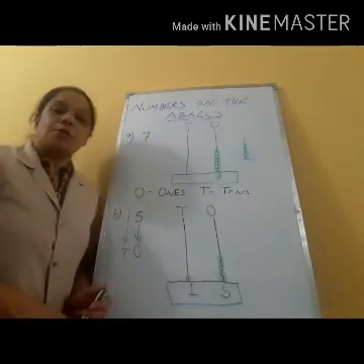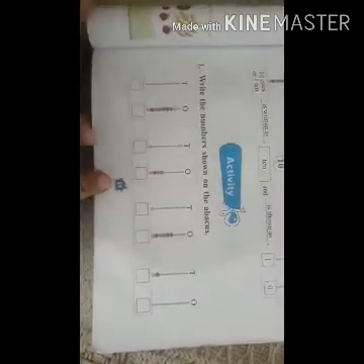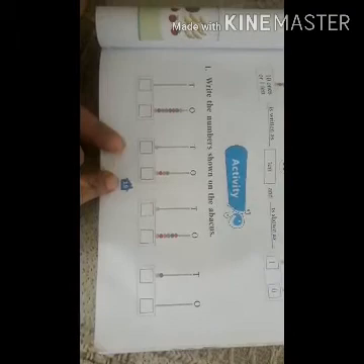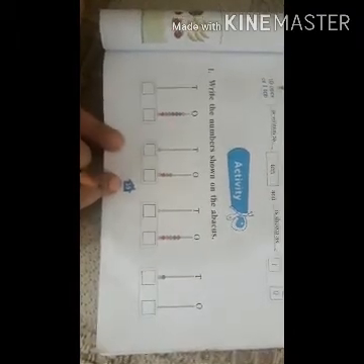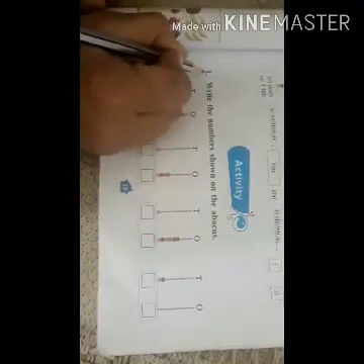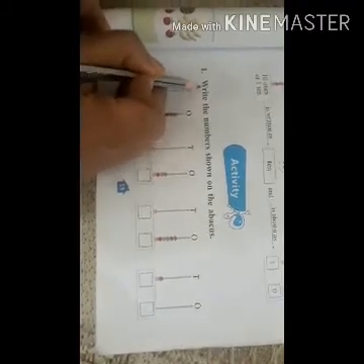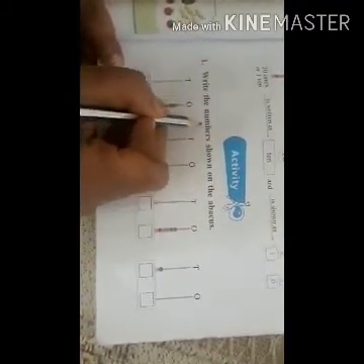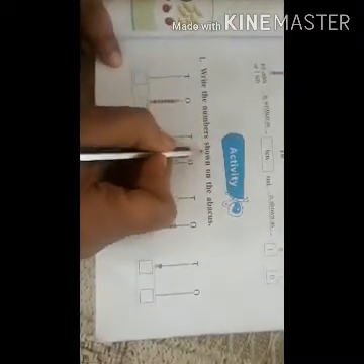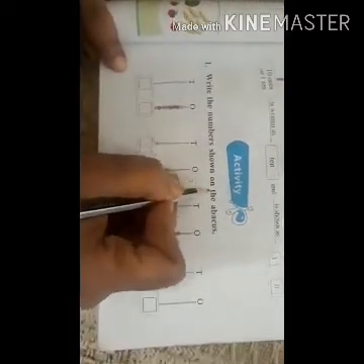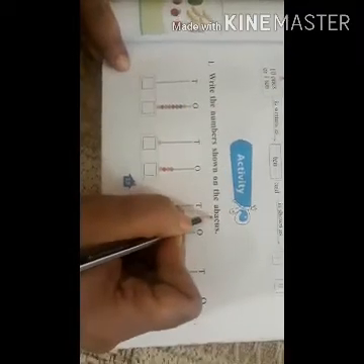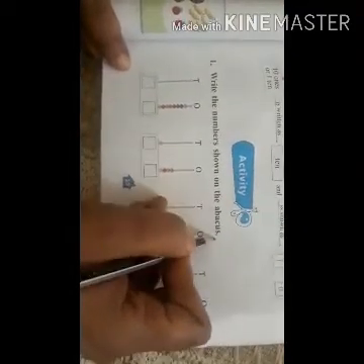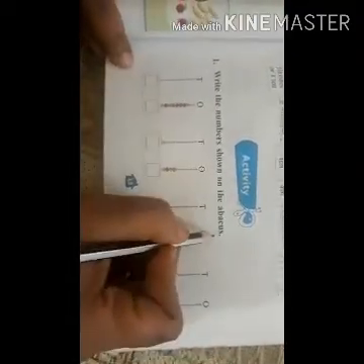Let's see in the book. This is your book, page number 19. Here is the question based on abacus. Question number 1. Write the numbers shown on the abacus.